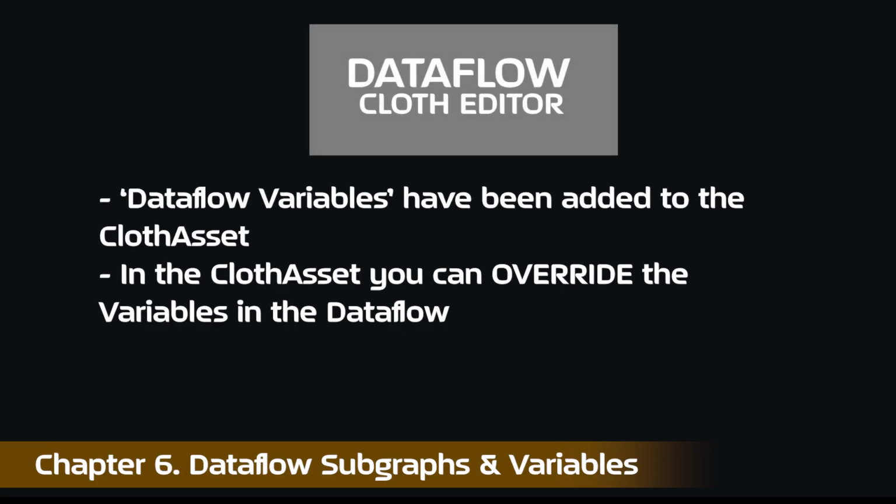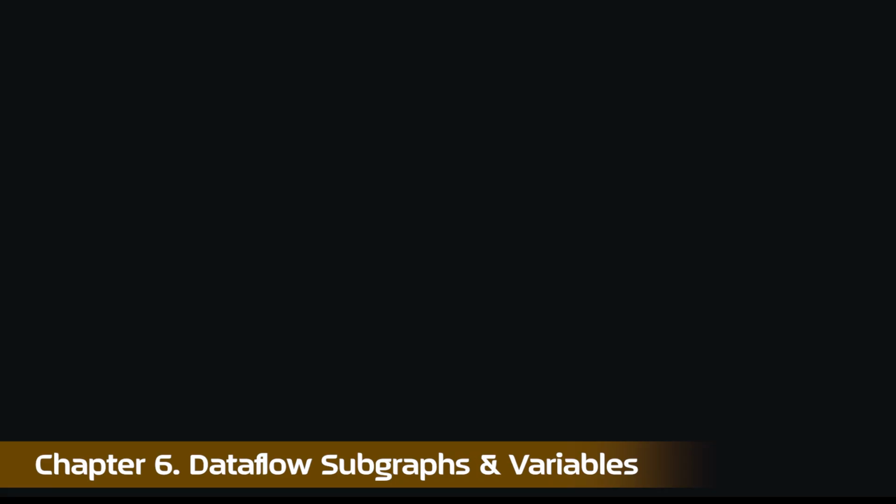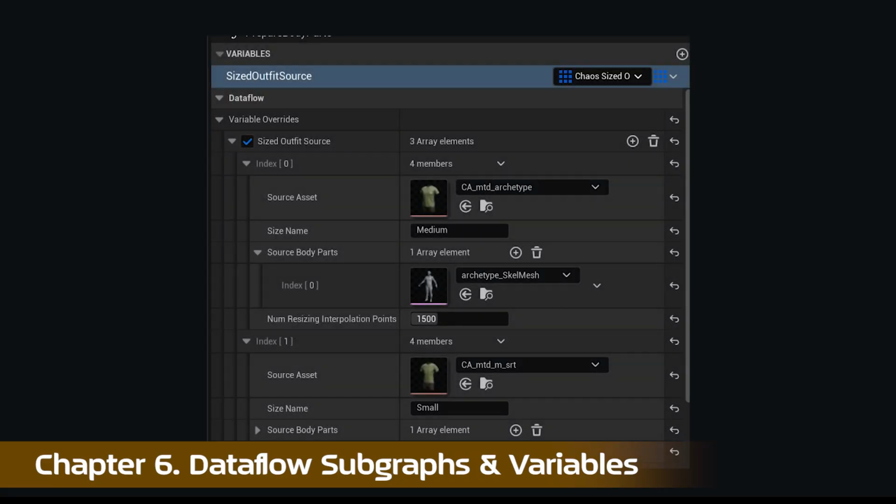Okay, Dataflow variable support has been added to the cloth asset. So cloth asset, they're existing things that were already in the engine, and Dataflow variable support has been added to them. Now you can create variables in your Dataflow and override them on your cloth asset. This is particularly useful if you want to use the same Dataflow graph with multiple cloth assets. So the graph can contain multiple cloth assets, and then inside the cloth asset, you can override variables in them.